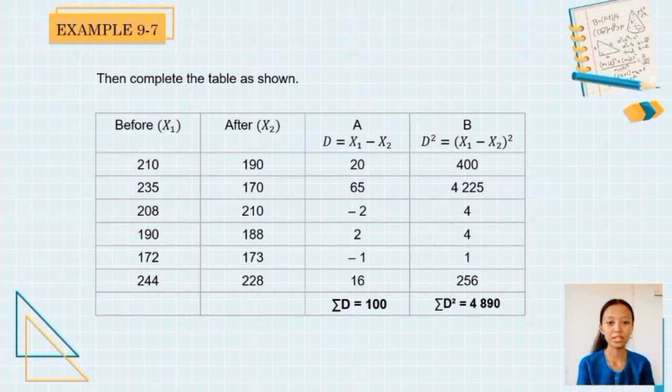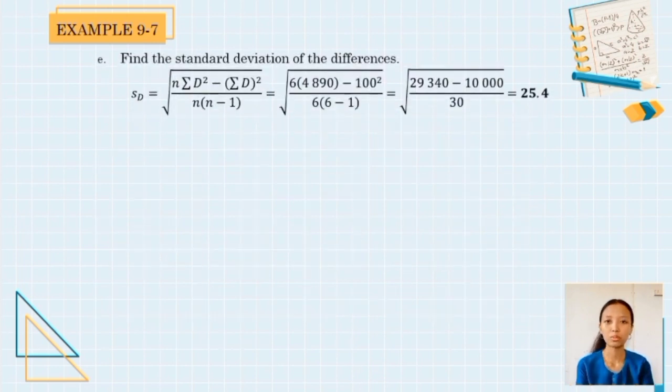We now have the sum of d, which is 100, and the sum of d squared, which is 4,890. Next step is to find the standard deviation of the differences using the formula. We're just going to substitute the values. So the square root of 6 multiplied by 4,890 minus 100 squared, all over 6 multiplied by 6 minus 1, equals the square root of 29,340 minus 10,000 divided by 30, which equals 25.4.